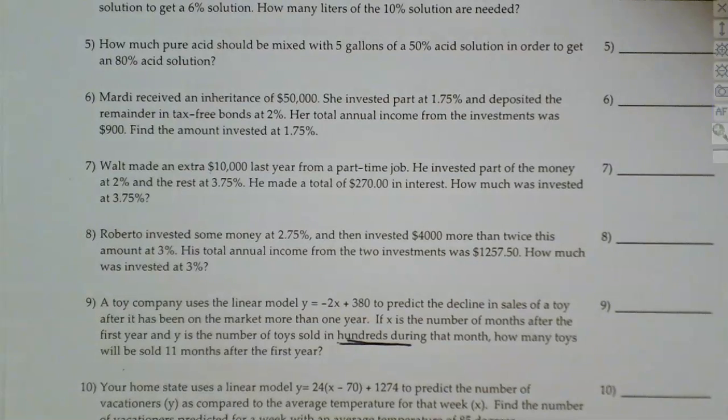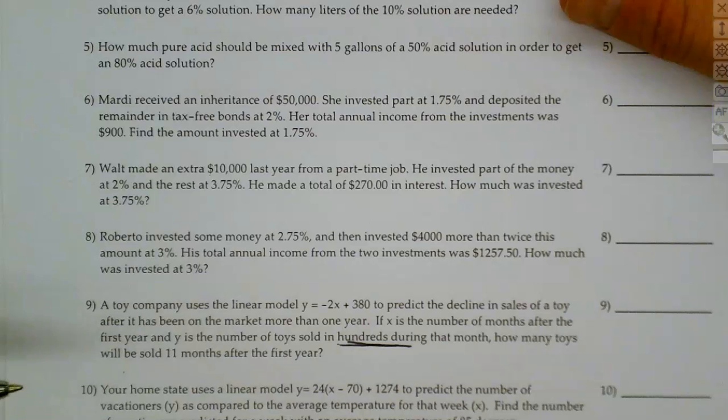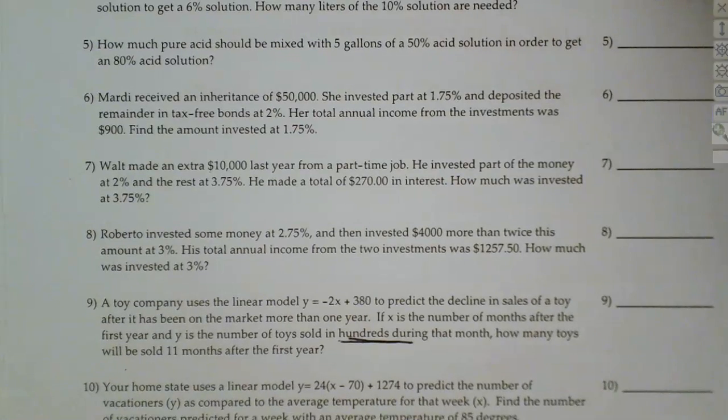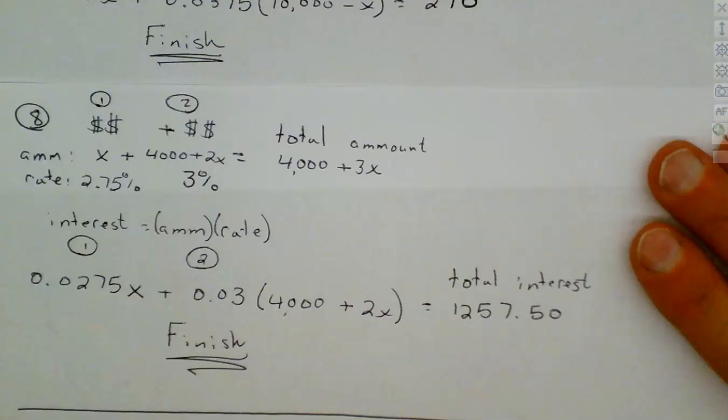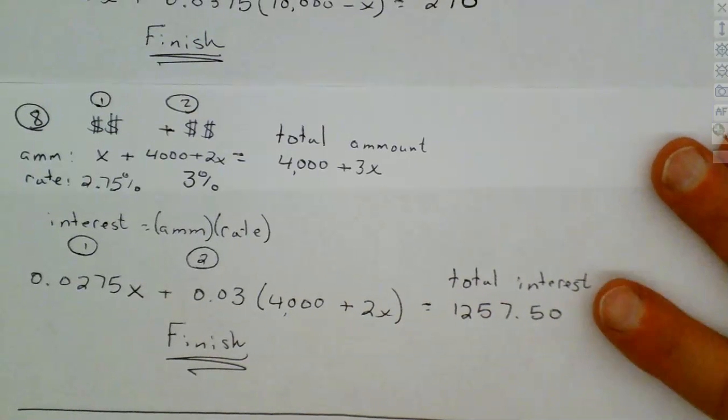So let's talk about our equation and how to set it up. And we want to know how many are going to be sold 11 months after the first year. So here's our equation. Y equals now minus 2x plus 380. X is number of months. Okay. And we've got number of months. And then Y is toys sold, but it's times 100.